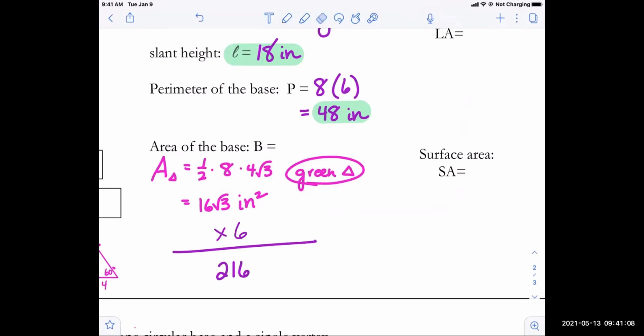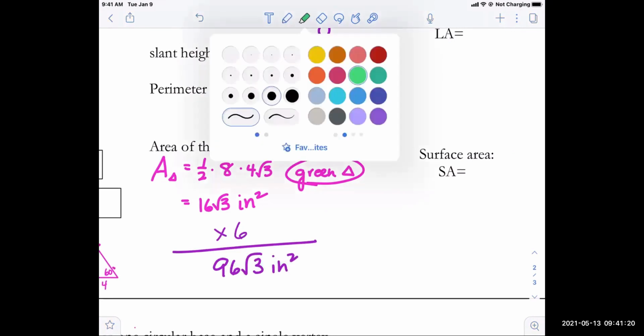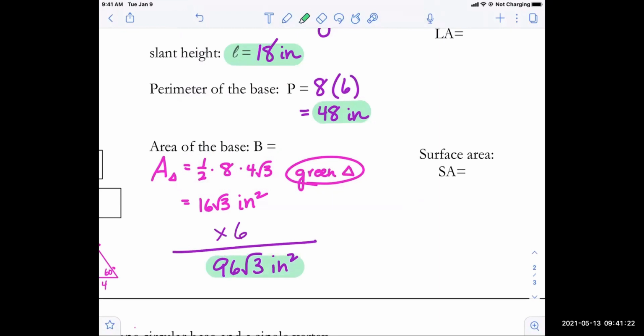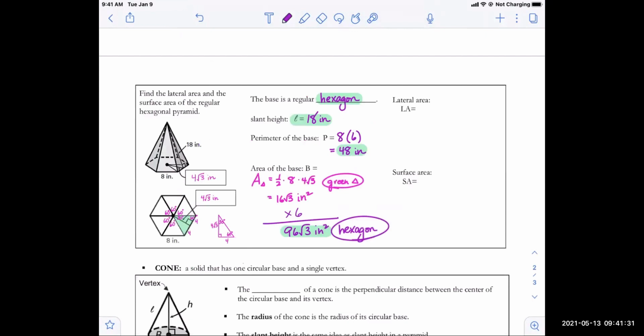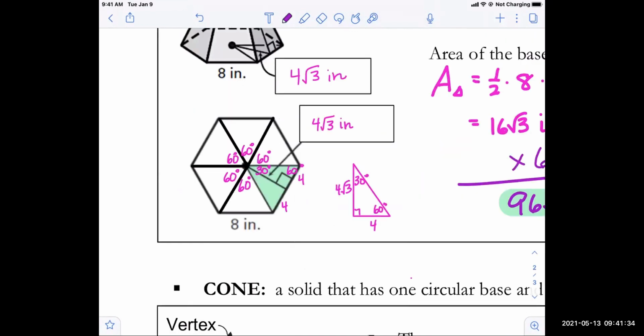No, 96 root 3 inches squared. Okay, so don't do all the hard work and then forget that you've got to multiply to find the whole entire hexagon. And this is the hexagon area. So again, we found the area of one green triangle, and then there's 1, 2, 3, 4, 5, 6 of those. So we multiplied by 6 to get the entire base area.